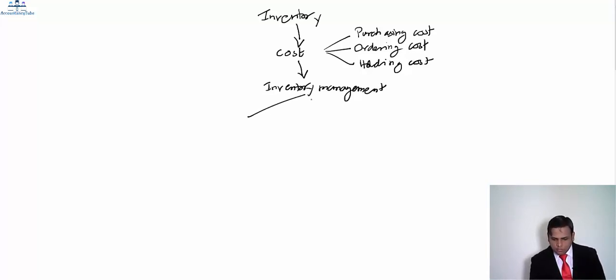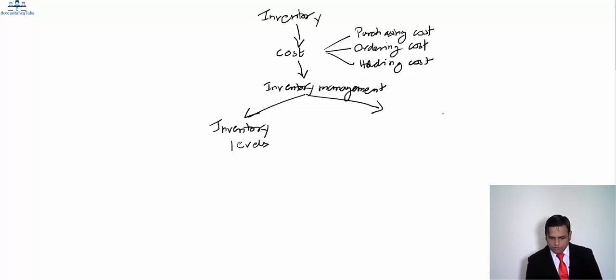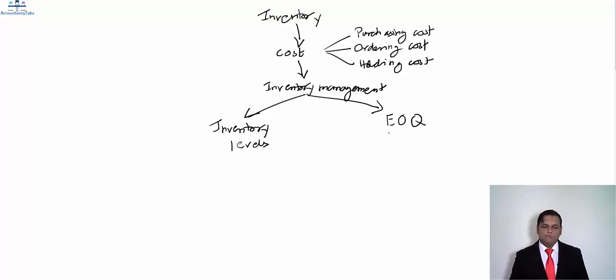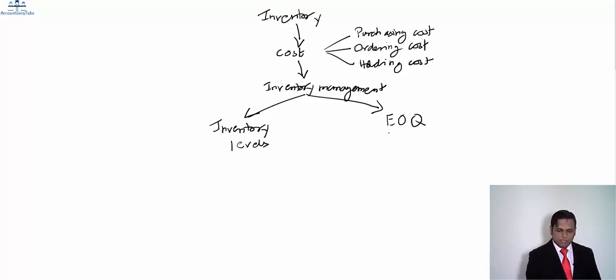Now there are two ways through which we manage inventory. Not exactly ways, it's more like two steps through which we manage inventory. First, we have got inventory levels. Then we have got EOQ, or economic order quantity. Now moving back to our notes, let's get an idea about what inventory level is, and then we will be moving towards the EOQ. These are the things through which we will be covering inventory management.